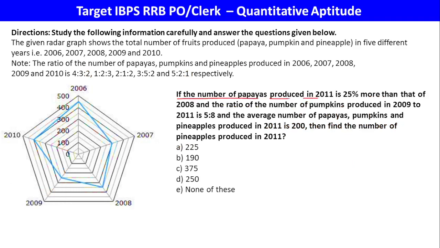If the number of papaya produced in 2011 is 25% more than that in 2008 papaya, 2 parts out of 5 parts into 350, which is 140. 25% more than this: in 2011, 140 plus 1/4 value, 4, 3 times 5 times 175. Done. Next.